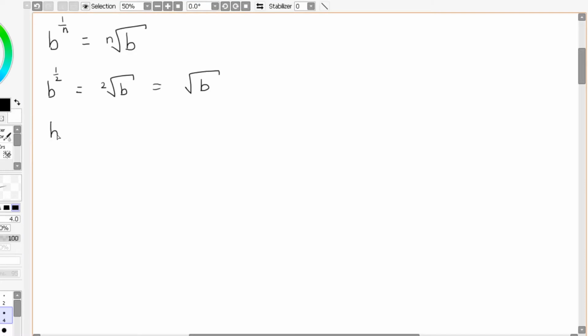Another example, b to the power of 1/3, that will be the cube root. And you can take any root. For example, b to the power of 1 over 50. Same way. This is the 50th root.